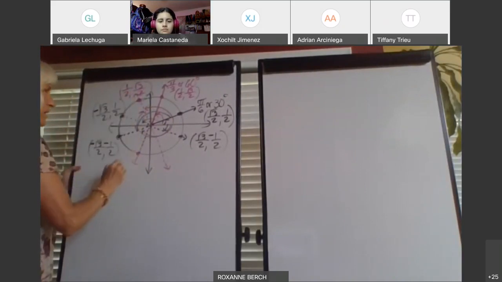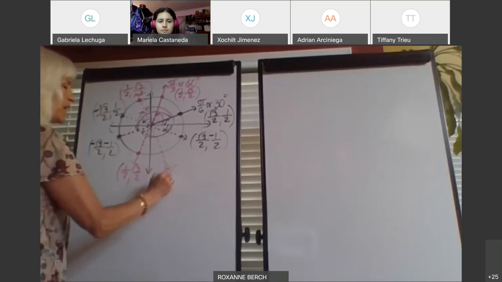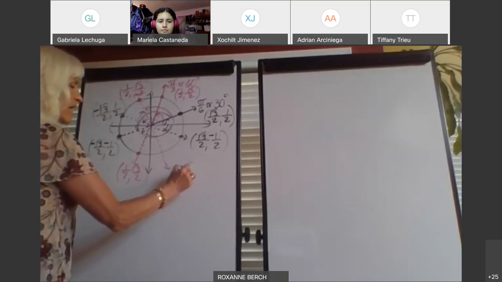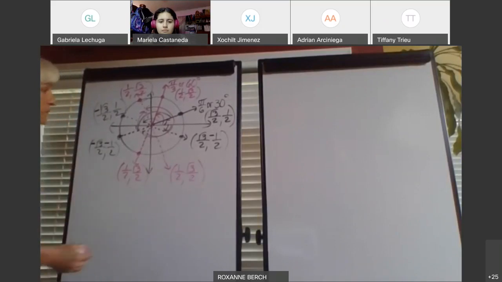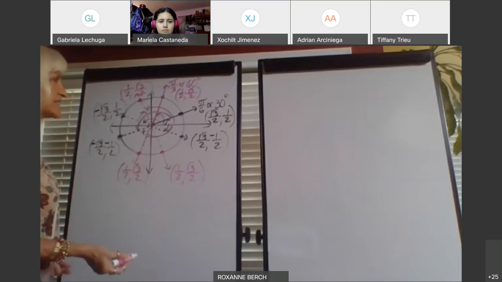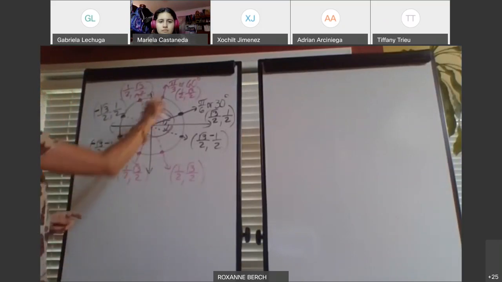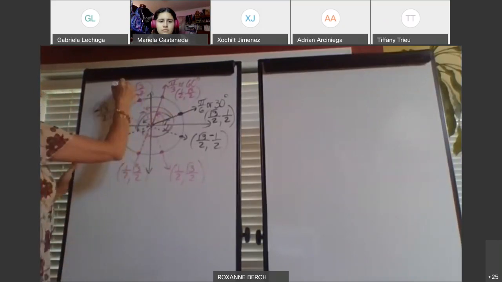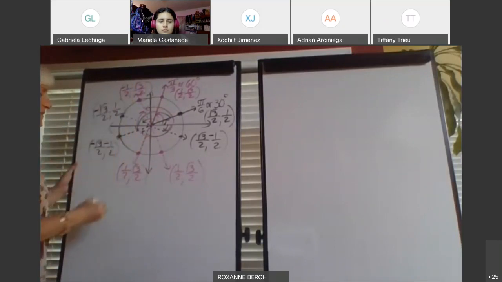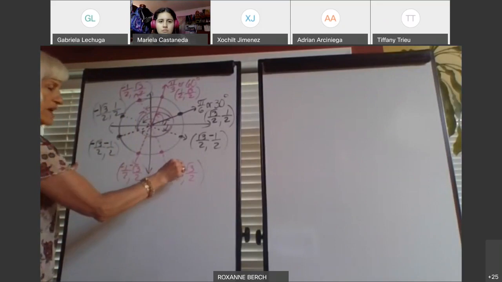And this point would be 1/2 and radical 3 over 2. And this point would be 1/2 and radical 3 over 2. So the only difference is the signs. So this would be positive, positive. This would be negative, positive. This would be negative, negative. And this would be positive, negative.